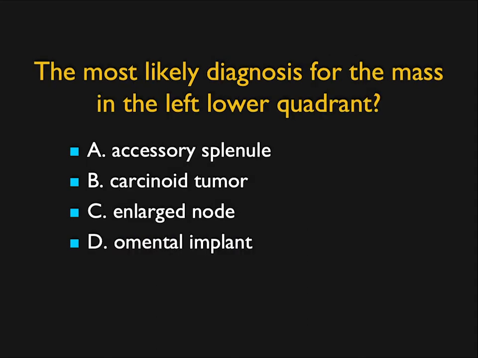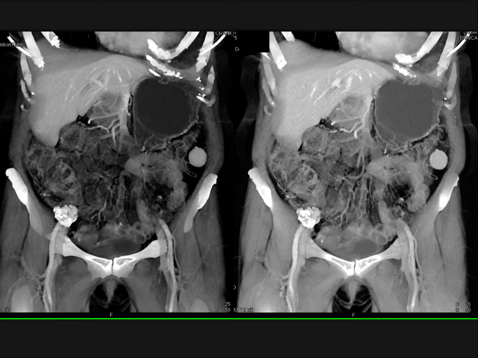What's the most likely diagnosis for this mass in the left lower quadrant? When you look at it, it's round, it's enhancing, and I know it'd be easier if you had the whole data set, but in case you didn't notice, there's no spleen. I've shown you MIP images and volume rendering, and you would see a spleen if there was one. There isn't a spleen present.